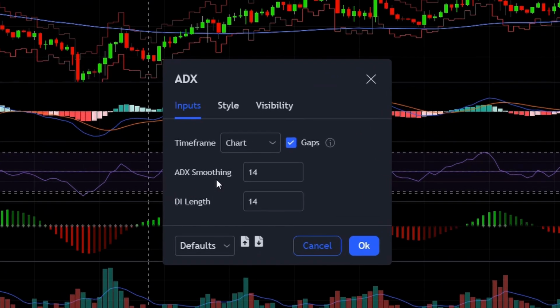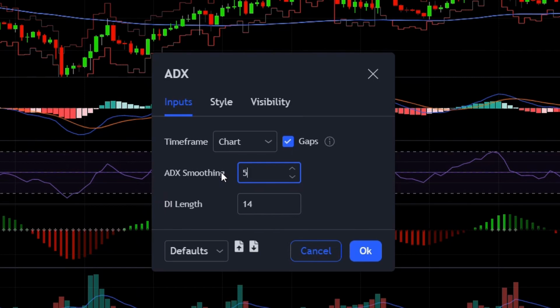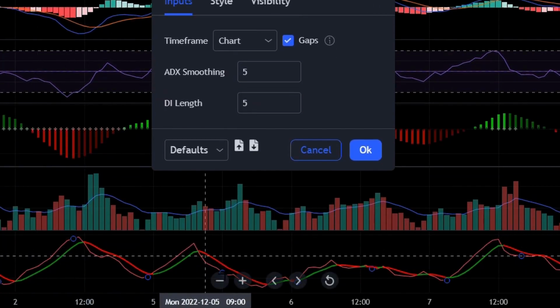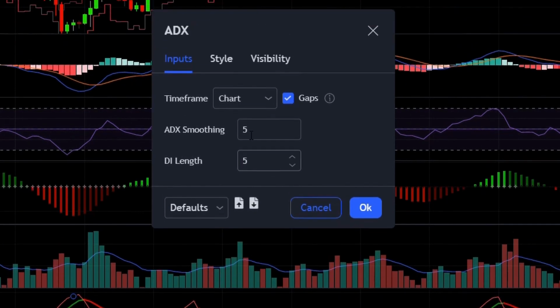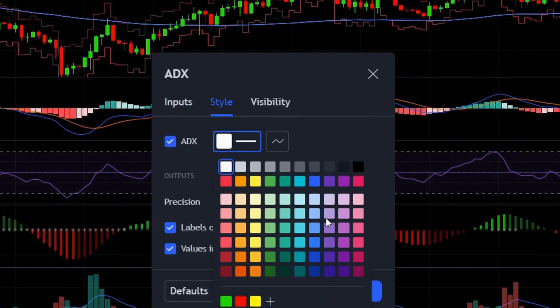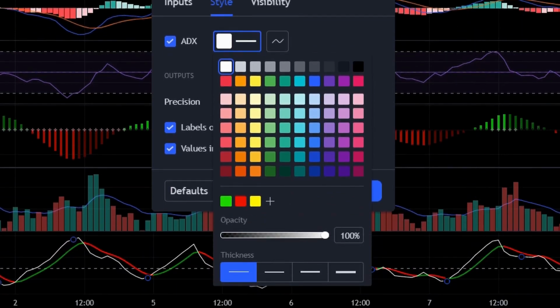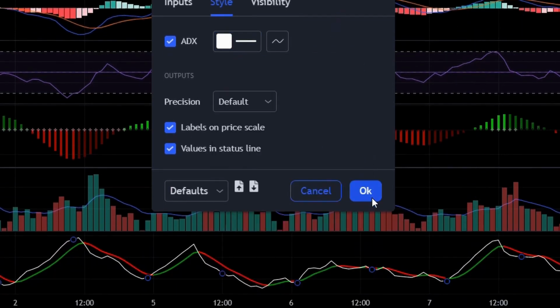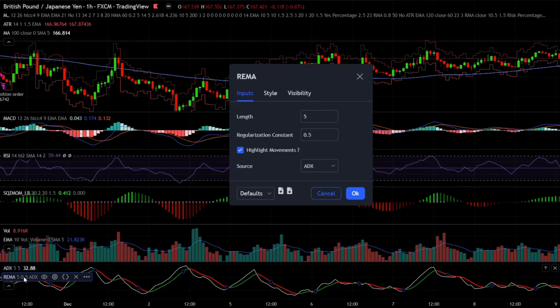So open up its settings, set the ADX smoothing to 5 and the DI length to 5. This will make the ADX line react much faster to the price. I think it might be also a good idea to change its color to white, so it stands out more from the EMA. Click OK. And on the regularized exponential moving average, we have already set up everything we wanted.